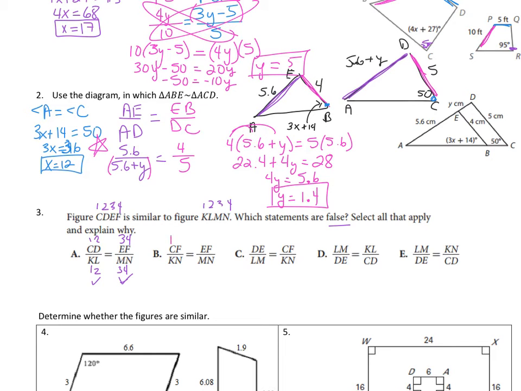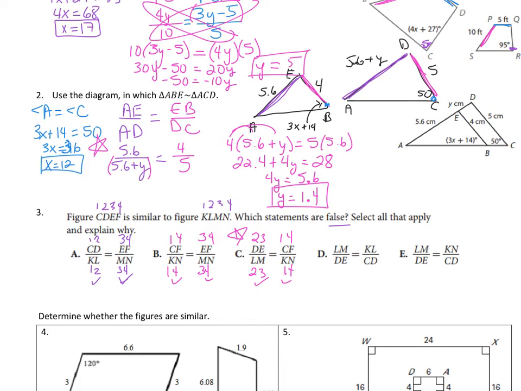So CF is a 1 and a 4, so first and last. KN is also 1 and 4, so far so good. EF is 3, 4, MN is 3, 4. That one's also good. So I want you to do the next one now yourself. All right, so DE you should have put was 2, 3, LM is 2, 3, and then CF was 1, 4, KN is 1, 4, and both of those work. So hopefully you said that that did work and it was not false.